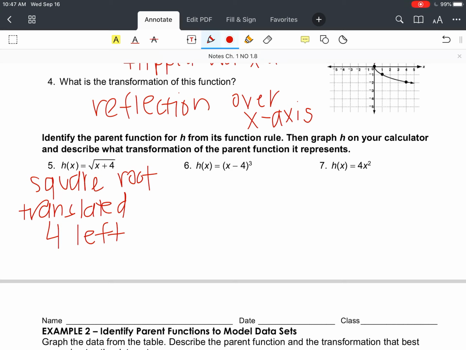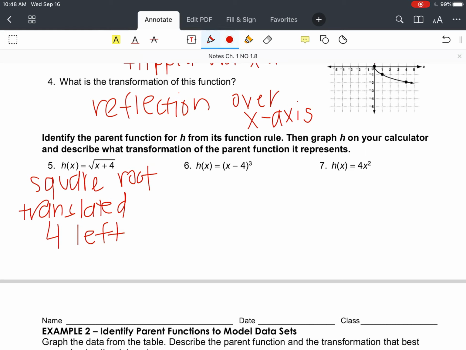So pause the video and try number 6. I'll give you a hint. You're also translating a certain amount. Which way are you translating from your parent function? So pause the video, try it, and then check your work.